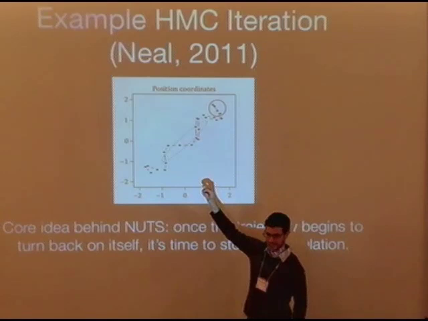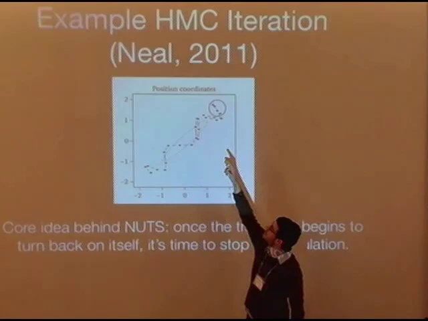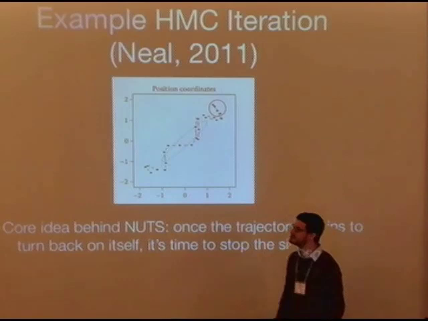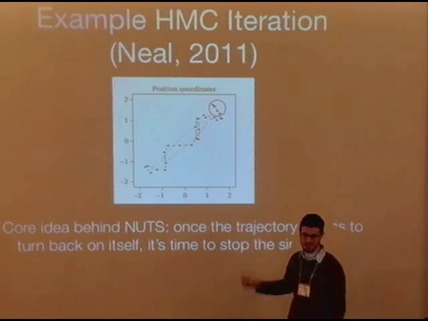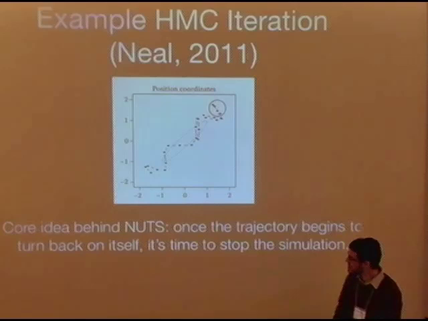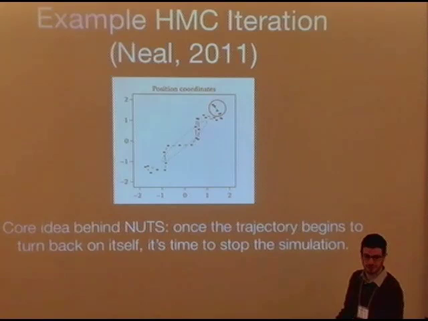So here we're moving, making progress until we get to this area that's circled in red. And then we start to turn around and move back towards where we started. And so at that point, we are paying a computational price to make negative progress. So that's not good. So the core idea behind NUTS is we want to be able to choose the simulation length automatically, because it's a pain to run a bunch of preliminary runs to figure out what it should be, and that sort of thing.